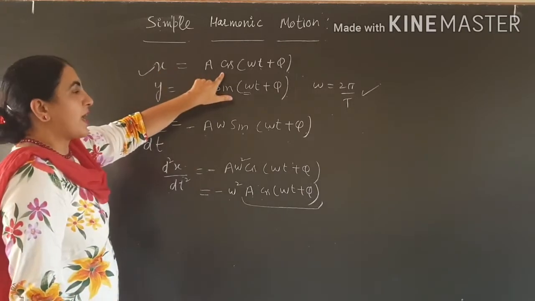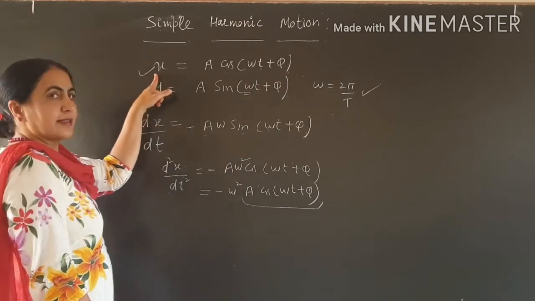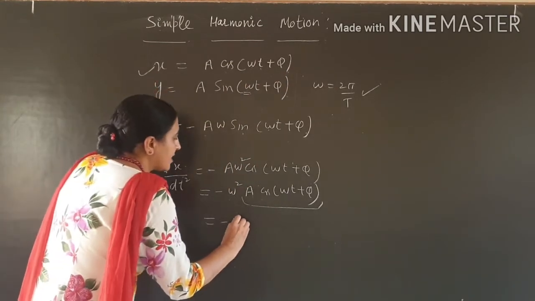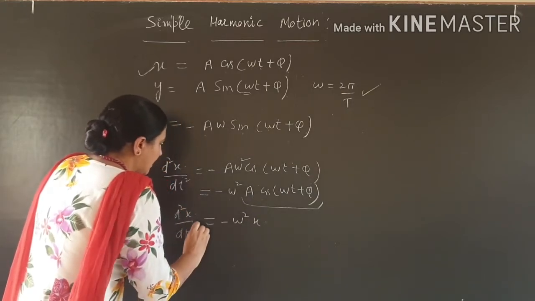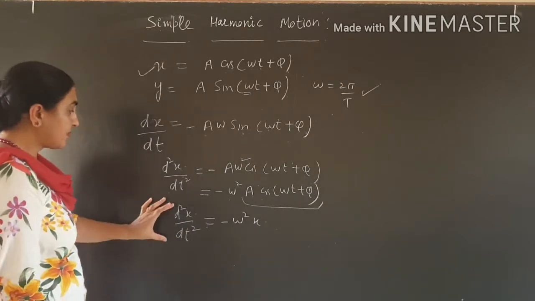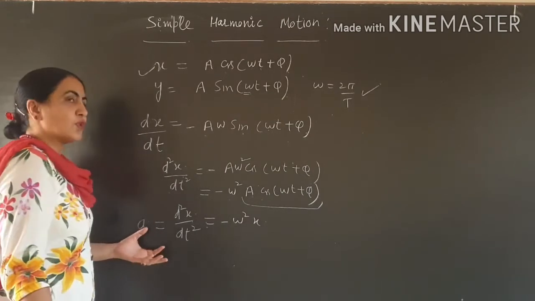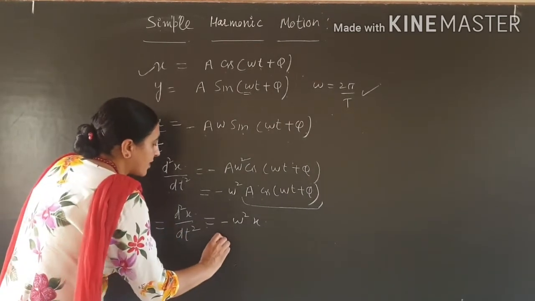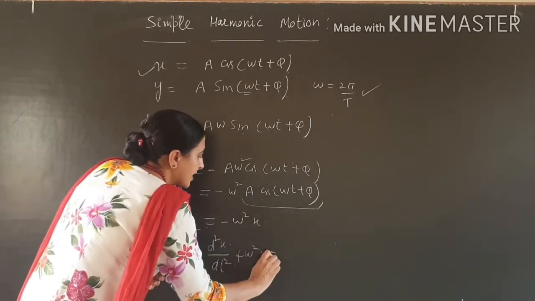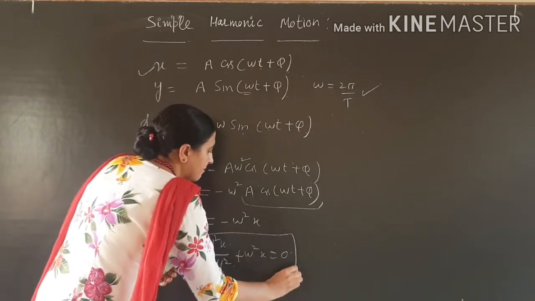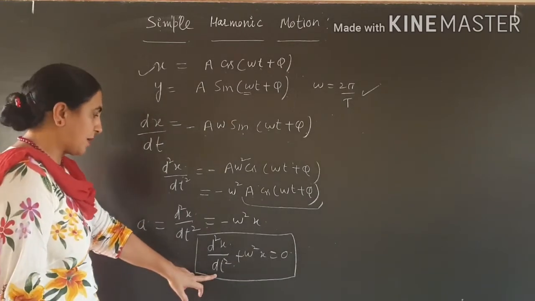And what is a cos of omega t plus phi? X is equal to a cos of omega t plus phi, so this is x. So can I write here x? This is the double derivative of x with respect to t square, and this is acceleration. So this is called the differential equation: d square x by dt square plus omega square x is equal to 0. This is the differential equation for simple harmonic motion.